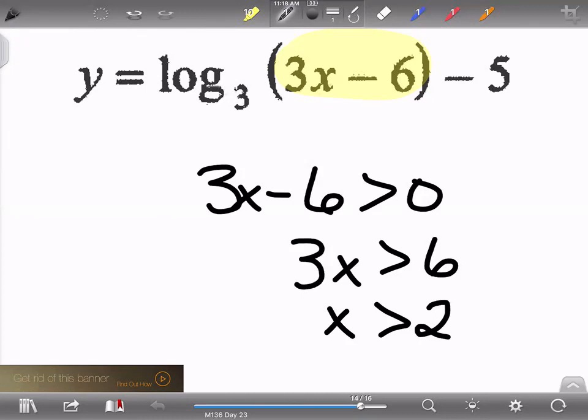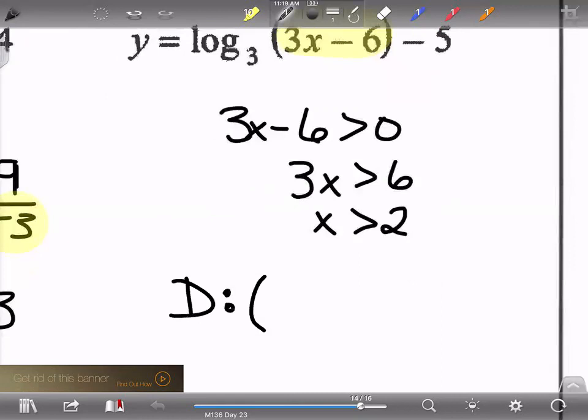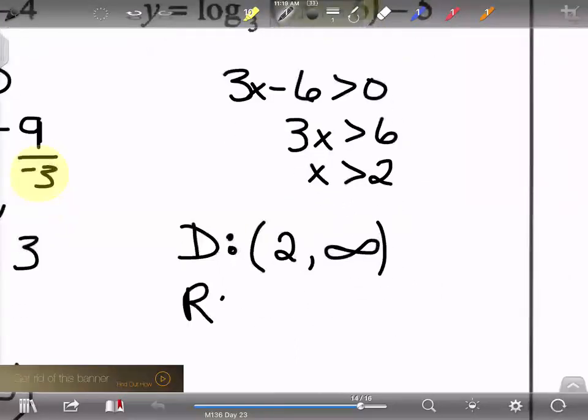So you should have added 6 to both sides, then divided by 3 to get x is greater than 2, which means my domain, any x value that's greater than 2, means 2 is the smallest, and greater than, I'm going to the right to positive infinity. So my domain is 2 to positive infinity. My range, as usual, is negative infinity to positive infinity. Any y value is possible.